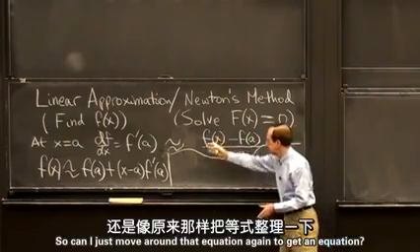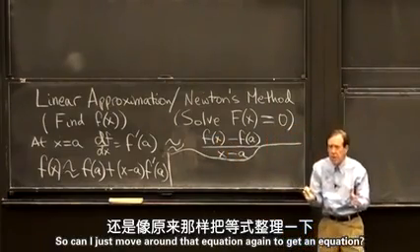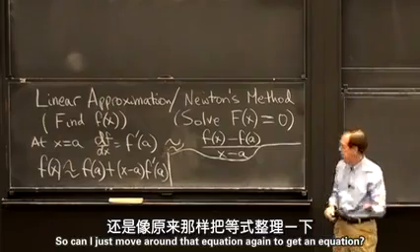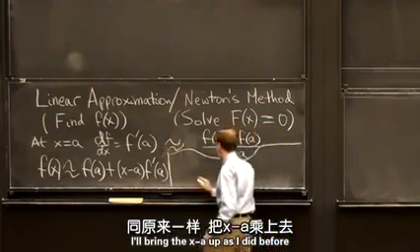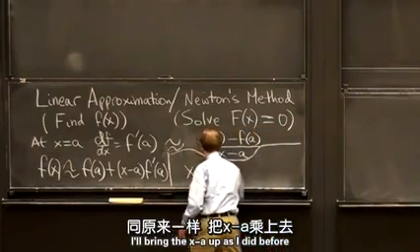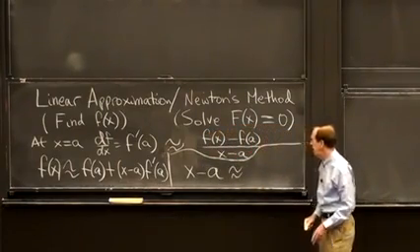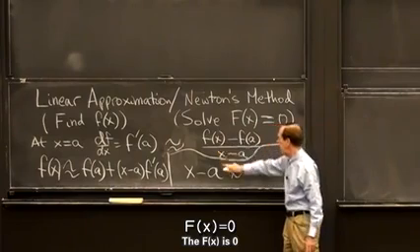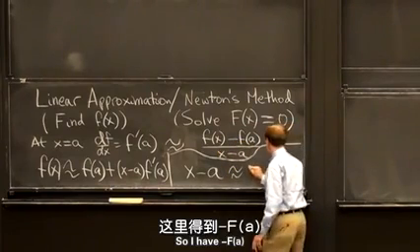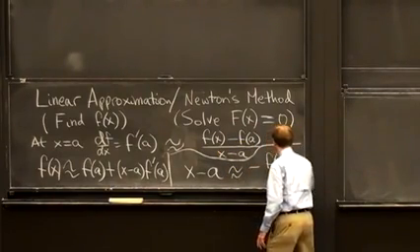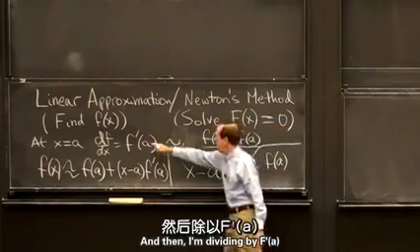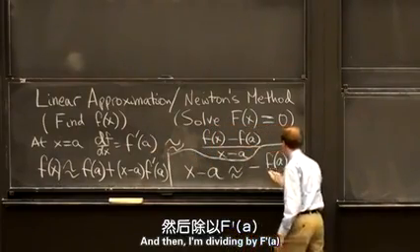So can I just move that equation around again to get an equation? I'll bring the x minus a up as I did before. And I have to use an approximation sign, as always. The F of x is 0. So I have minus F of a. And then I'm dividing by F prime of a.